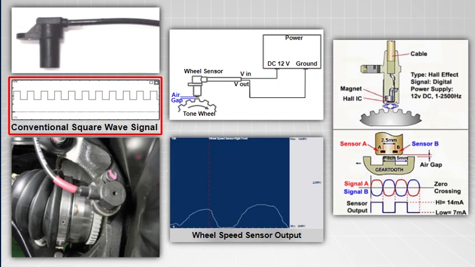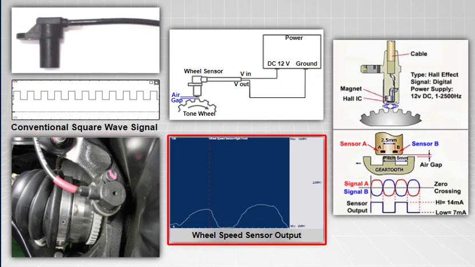The ECM and ESC modules use the WSS signal to determine the vehicle's speed. The ECM uses information from the wheel speed sensor to control fuel injection, ignition timing, transaxle shift scheduling, and torque converter clutch scheduling. The WSS signal is also used to detect rough road conditions.